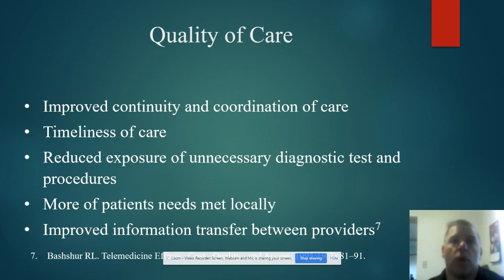So, improvements to quality of care. It improves the continuity and coordination of care. Basically, you have the one provider who's taking care of all of your needs. He's just getting advice from another doctor and performing the procedures that are dictated by that other provider. Timeliness of care, you're going to actually get taken care of a lot quicker. It's going to reduce exposure to unnecessary diagnostic tests and procedures.